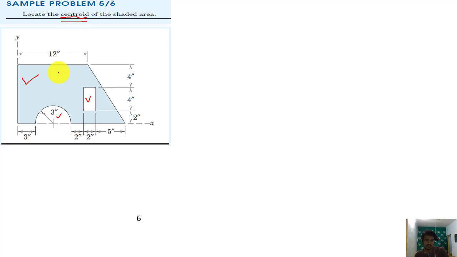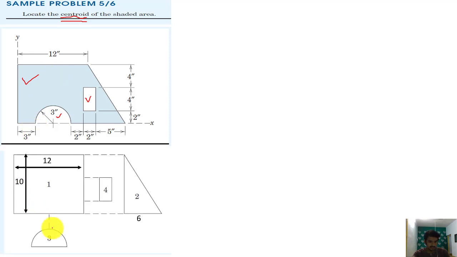So again, for the standard procedure, we can divide this figure into standard geometrical figures, that may be like this. So this is area, let's say A1, A2, A3, this is area 2, area 3 and area 4, like this. So this is a rectangle 12 by 10, sorry, that is in inch. 12 inch width by 10 inch height.